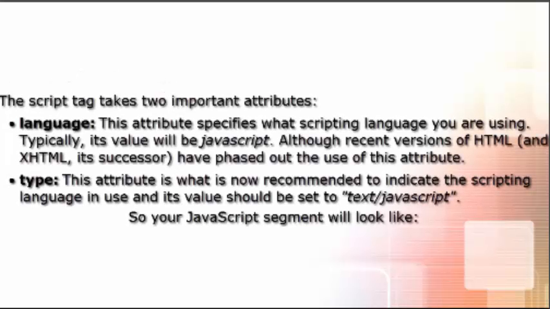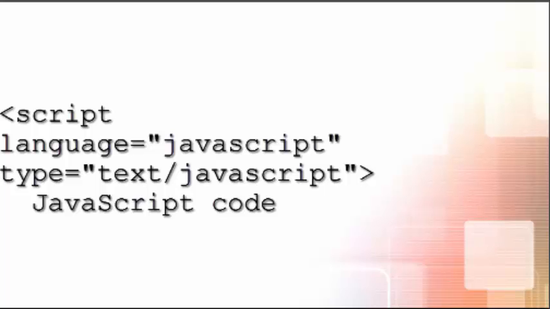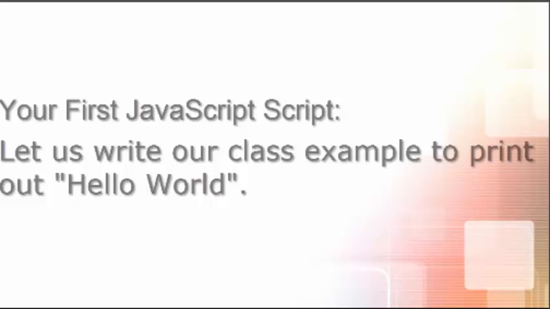Next is the JavaScript tag. It takes two important attributes, the language and the type. The language attribute specifies the scripting language, while the type attribute is now recommended to indicate the scripting language. So your JavaScript segment will look like this: script language, JavaScript, for you to write code.